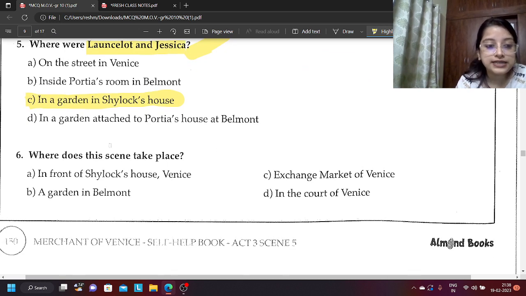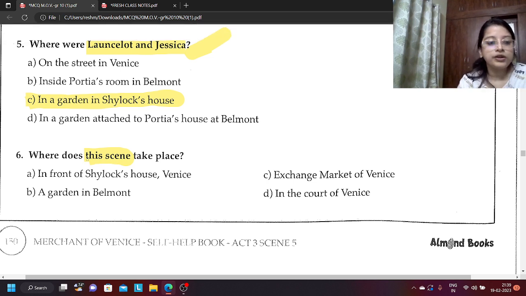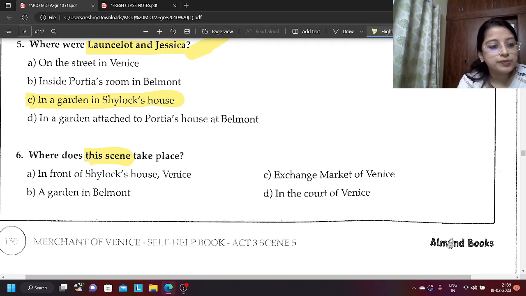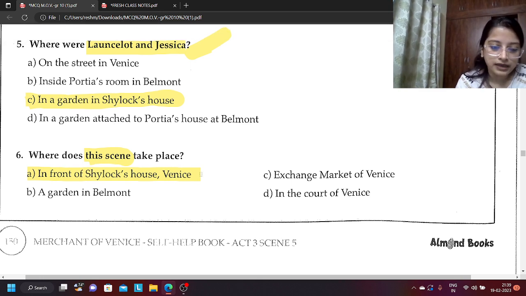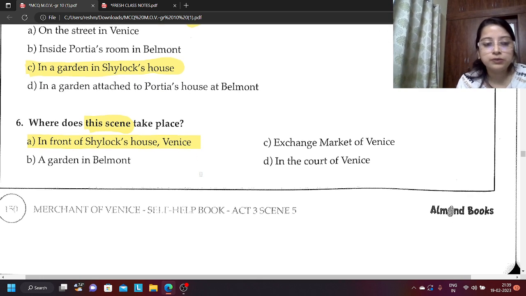Where does this scene take place? Where those two are there, it is not asked. Full scene is taking place where? A garden in Belmont, in front of Shylock's house, Exchange Market of Venice, in the court of Venice. The people were talking, no? So we have to mention in front of Shylock's house in Venice. Okay, number 6. I hope till here there are no doubts. We will move to number 7.